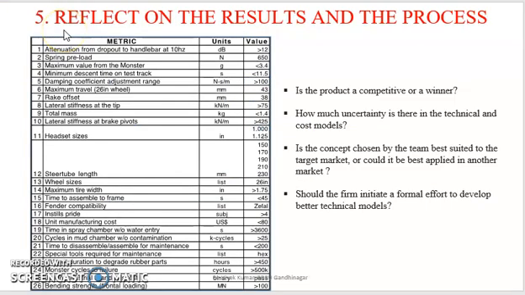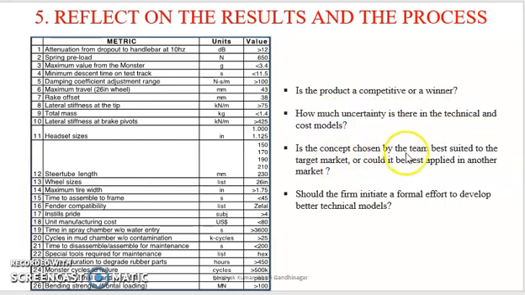The last step in establishing the final specification is to reflect on the results and the process. The specifications are considered to be final after this step if it results in an economically viable product. For that, the management team seeks answers to questions such as: is the product competitive, or a winner? How much uncertainty is there in the technical and the cost model?